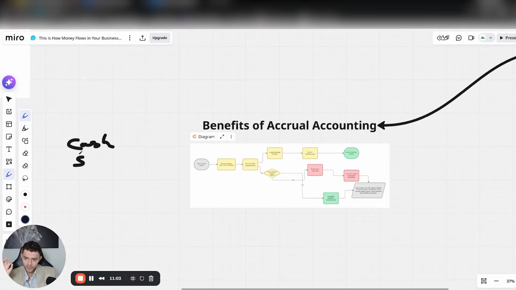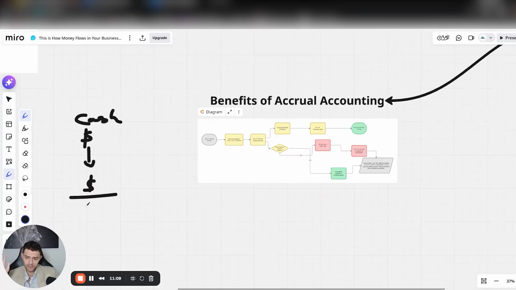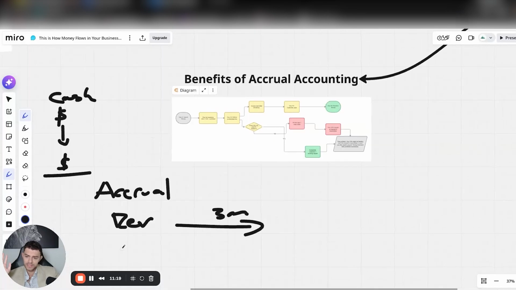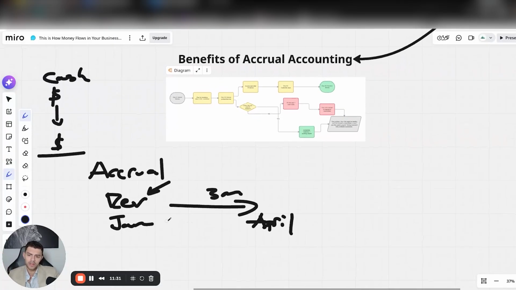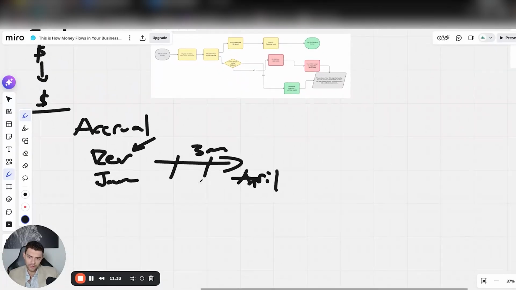In cash accounting, you have money that comes in and then money that comes out, and that's it. And your P&L is reflected on that. In accrual accounting, you might book revenue and not recognize it for 3 months, but it's still considered revenue. Let's say it's January, right? And 3 months later, we're in like April or March. Whatever. You still made that revenue in January. And that's the benefit of accrual accounting, because you're going to be able to recognize that revenue over time.